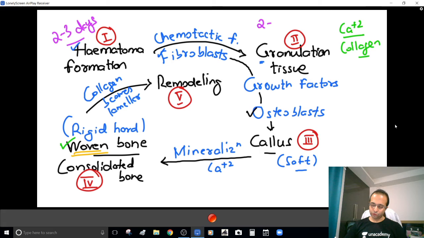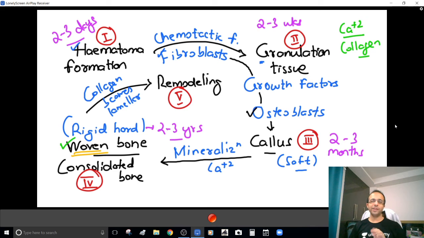Granulation tissue formation would generally be complete in like 2 to 3 weeks. By 3 weeks, you have full granulation tissue formation. Callus would completely be formed in like 2 to 3 months. By around 3 months, there is almost complete callus formation. Bone would become rigid hard in like 2 to 3 years. So it takes around 2 to 3 years for the bone to gain its full strength to consolidate.